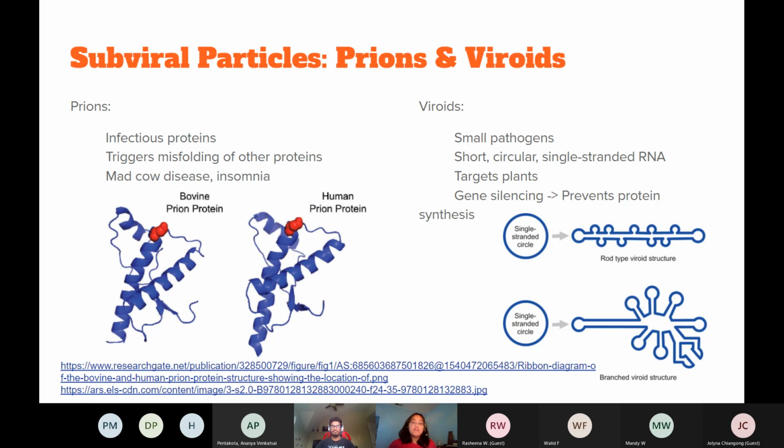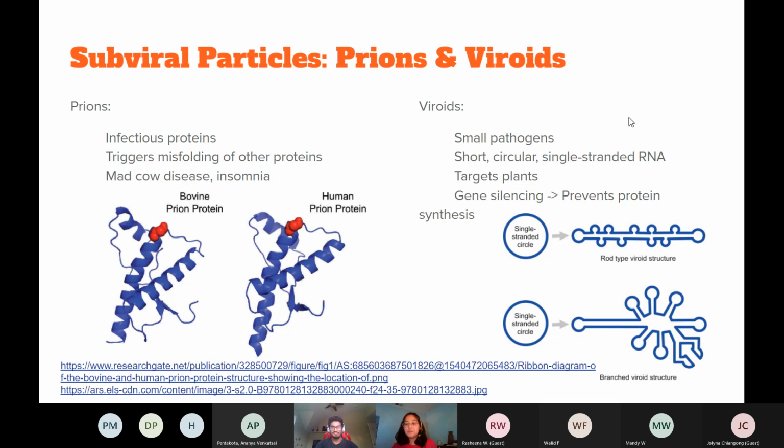Prions tend to be infectious proteins. If you look at this picture here, it's got alpha helices, so it's indeed a protein. Its function is to trigger misfolding of other proteins, and that is not good when it comes to protein function. Prions tend to target animals and humans. I have some examples of diseases that are associated with prions. One of them is mad cow disease, which is with cows. I'm not going to go into that. And then insomnia with humans. So if you're having trouble sleeping, it might be a darn prion, man.